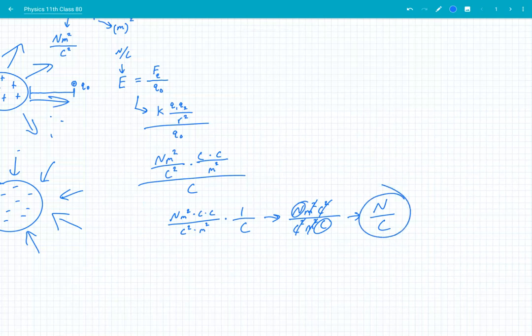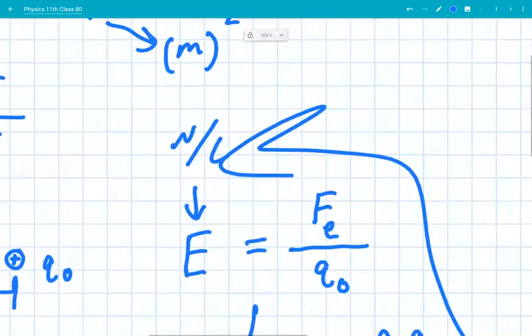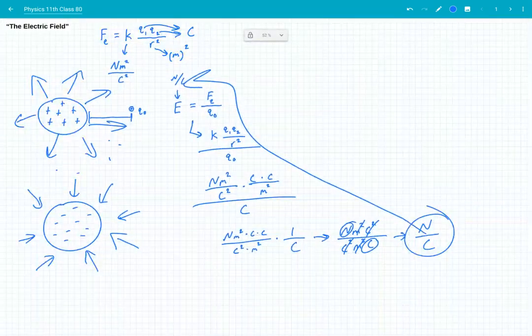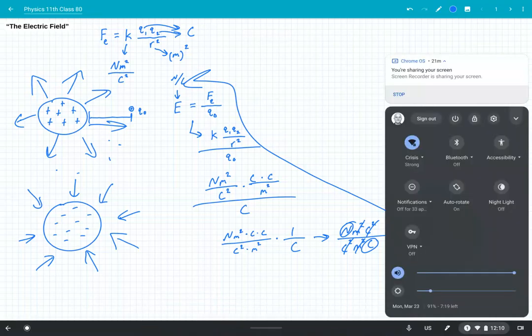Maybe I'm more excited than you guys are, but I think that's super cool. That's where we get the newtons per coulomb for electric field strength. Okay. Now, I'm getting close to being done with this lecture. Let's see how long we've been going for.